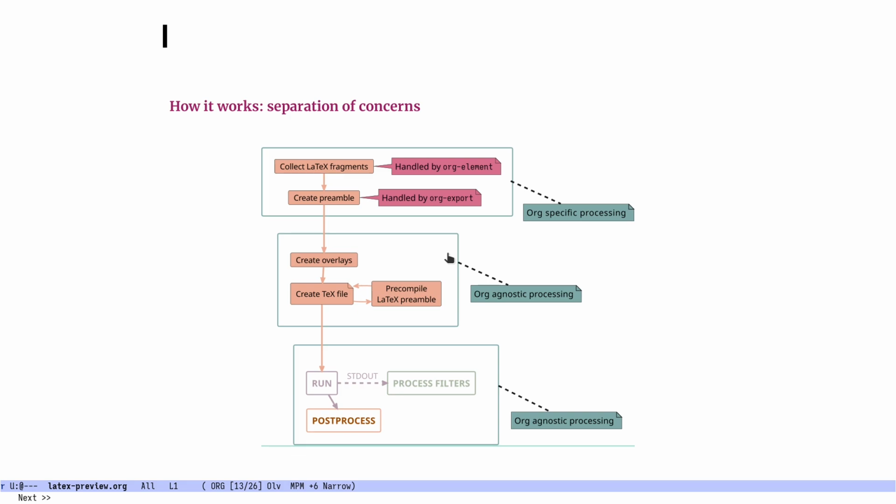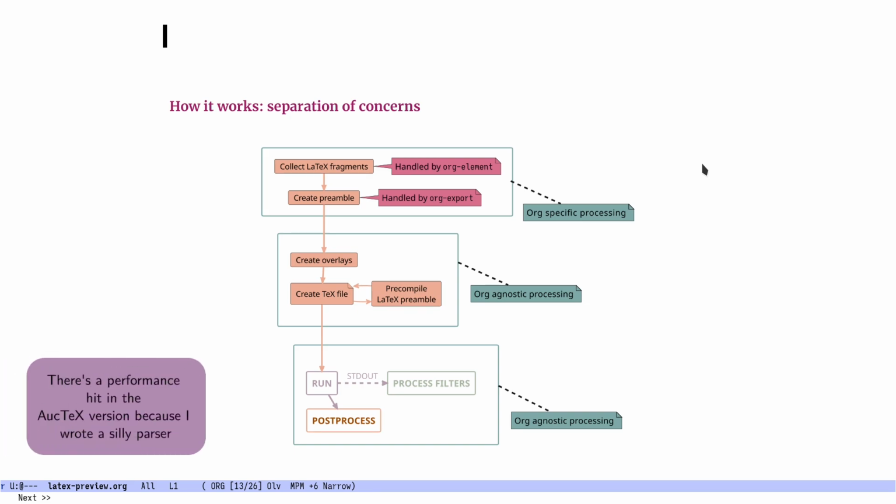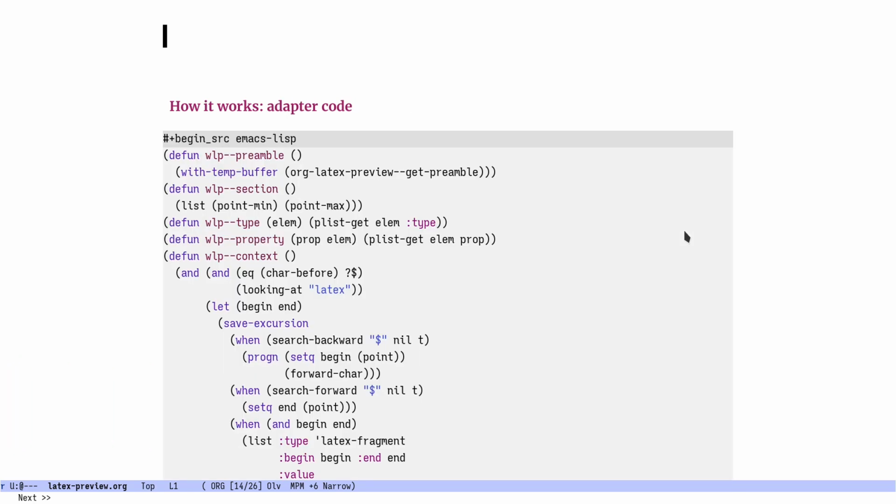So, how does it work in several major modes? It's just a separation of concerns. Starting with the expansive org mode version, it turns out that once you've collected the fragments you want to generate previews for, running LaTeX, processing the outputs, and placing the images is completely independent of org mode. So all each major mode needs to provide is a very rudimentary parser that the LaTeX preview generator can call on to collect LaTeX fragments and associated metadata. This is quite easy to do.